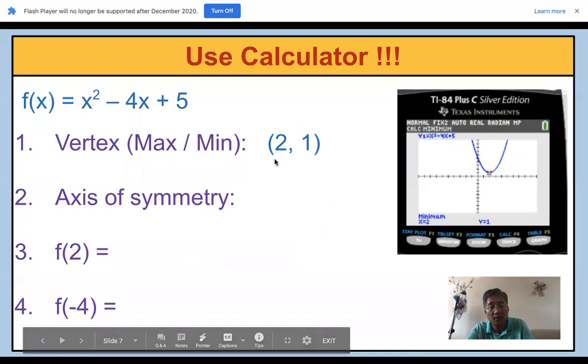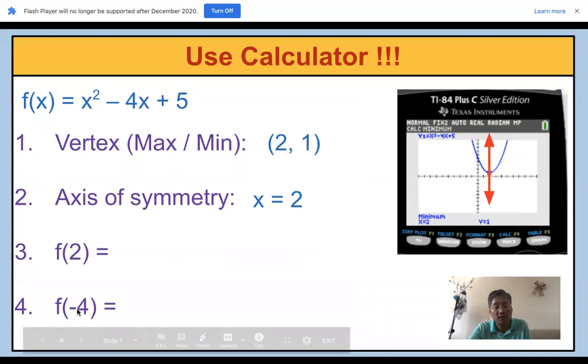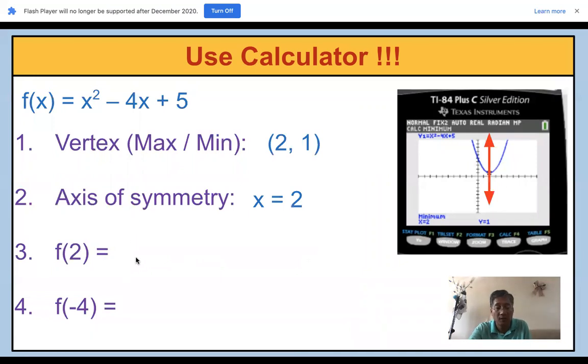And if you get the vertex, then the axis of symmetry is x equals 2, right? The vertical line which passes through the vertex. So the equation is x equals 2. And go to the table. You can find out the function values. But to show the work, you plug in here and then get the value. All right? So you plug in x equals 2. Then you get the 1.